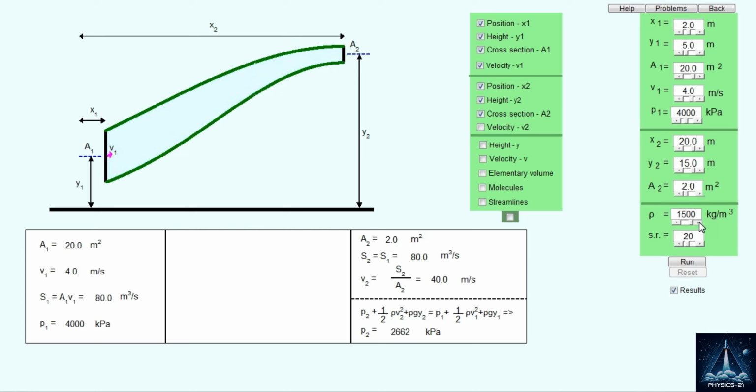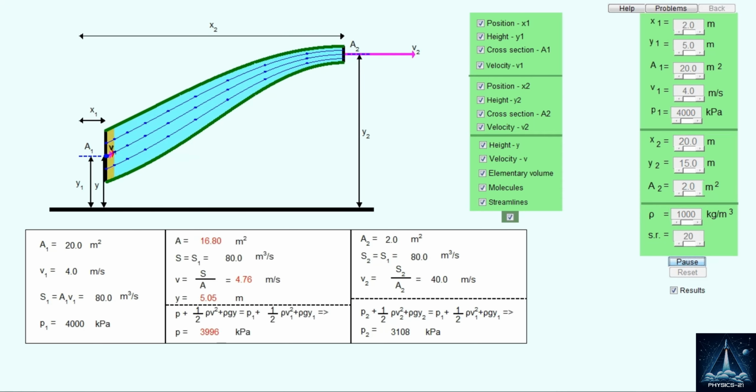The parameter ρ denotes the density of the fluid. The parameter SSAR, simulation rate, indicates the rate of motion simulation. We observe the motion of the molecules in the fluid stream.